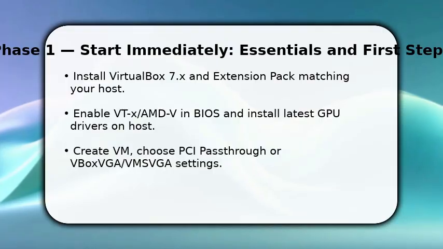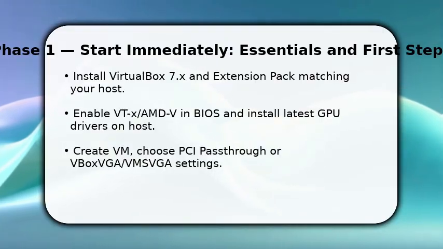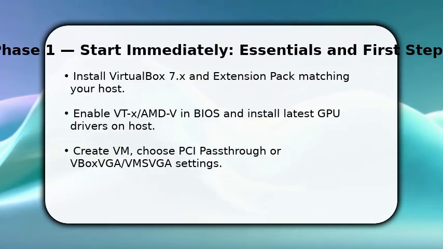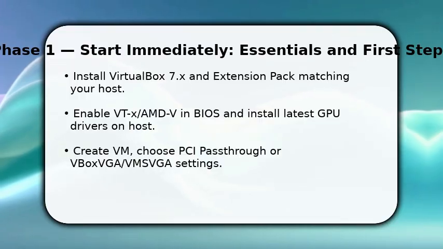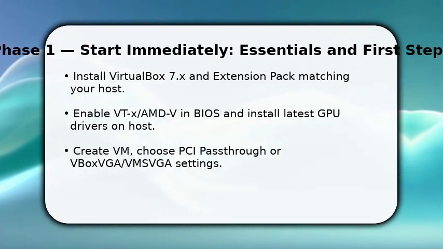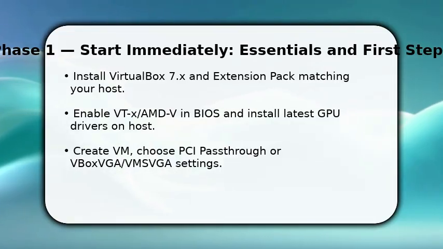You start by confirming the essentials. VirtualBox 7.x plus the extension pack, host GPU drivers and hardware virtualization enabled. Next, create the VM and pick the display/PCI pass-through option that fits your GPU. This decides how the VM will see hardware.